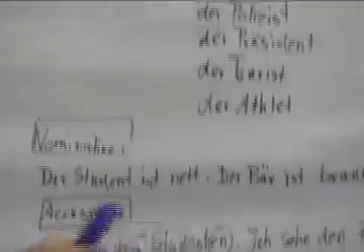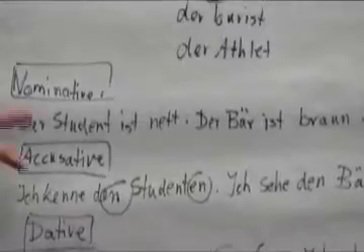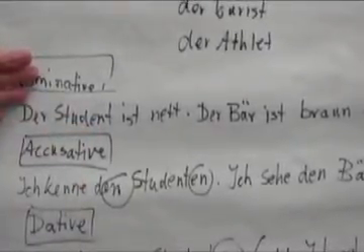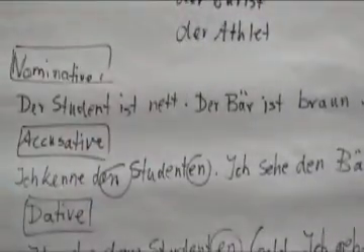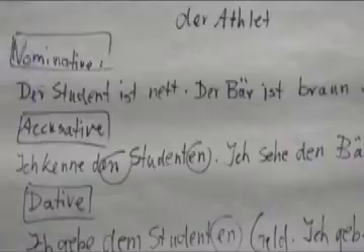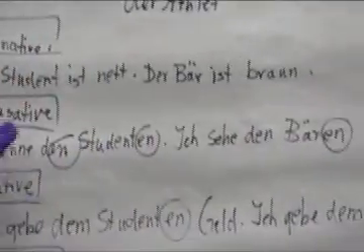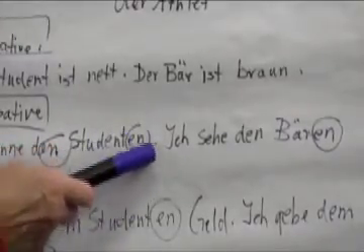Der Student ist nett, der Bär ist braun. This is the nominative case. So student here is the subject, and in the nominative case, it does not get an ending. Alright, now when we use the accusative, when we say, ich kenne den Studenten, then the der changes to den, and the student has to add an EN.